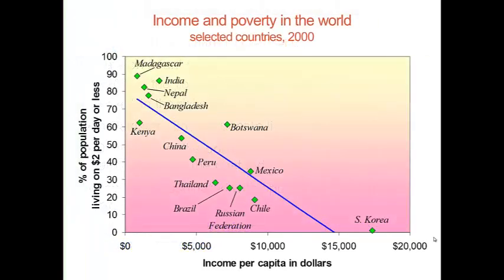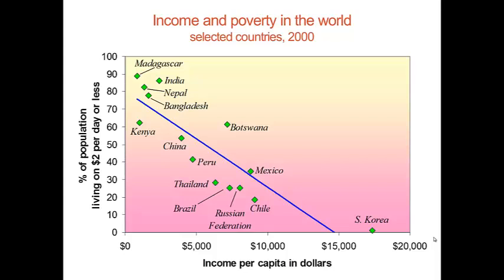Now, let's look at this graph, which shows the correlation between income and poverty. What this graph demonstrates is that countries with high income and high growth rates tend to have low poverty levels. Take South Korea, for example.